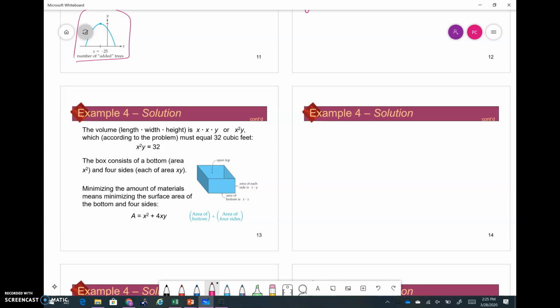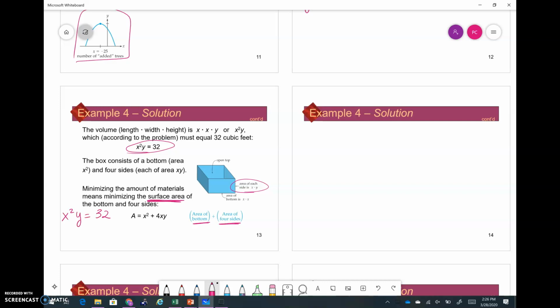If we want to minimize the amount of materials used, that means we're minimizing the surface area. The area would be A equals x squared plus 4xy, where x squared gives us the area of the bottom, and x times y is the area of each side. So we have the area of 4 sides with 4xy, and that's what we want to minimize. Again, we've got 2 variables, so somehow we've got to get rid of one of them. So I'm going to take this volume equation, x squared y equal to 32, and solve for y.